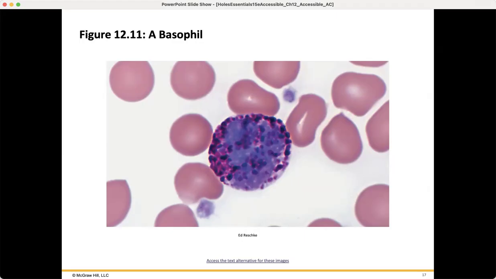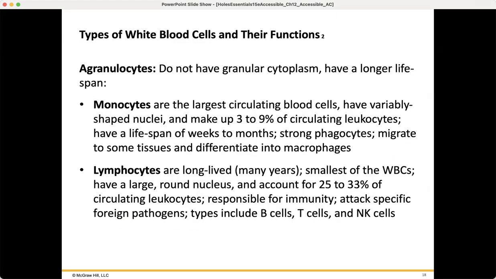Our last two types of white blood cells are considered agranulocytes, a meaning not or none, so they don't have granules, and they stay in the bloodstream for a very long period of time. One of the biggest ones is called a monocyte, and we'll see pictures on the next slide. It has a kind of bean-shaped large nucleus. And these are also strong phagocytes. So they do phagocytosis just like neutrophils.